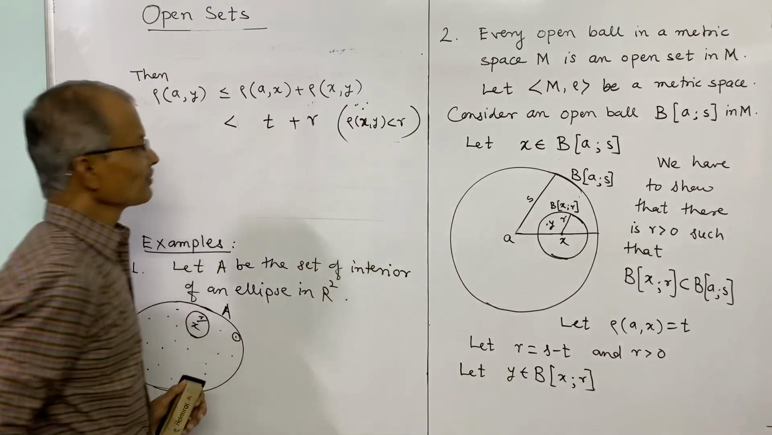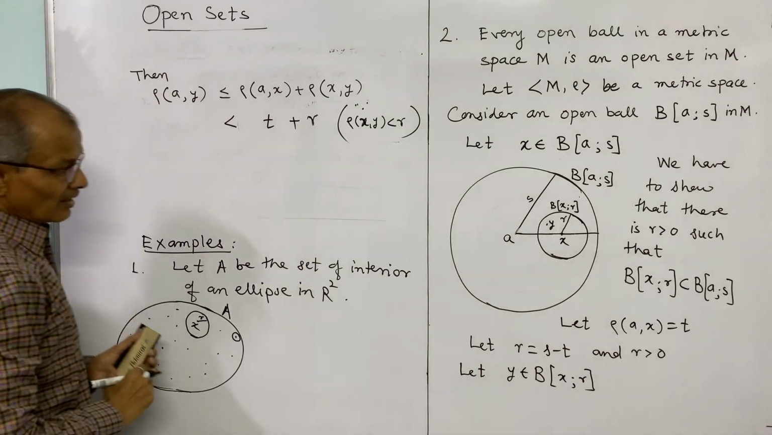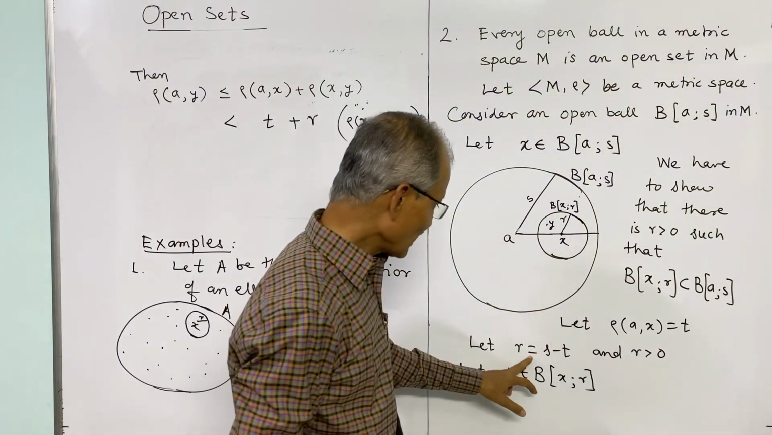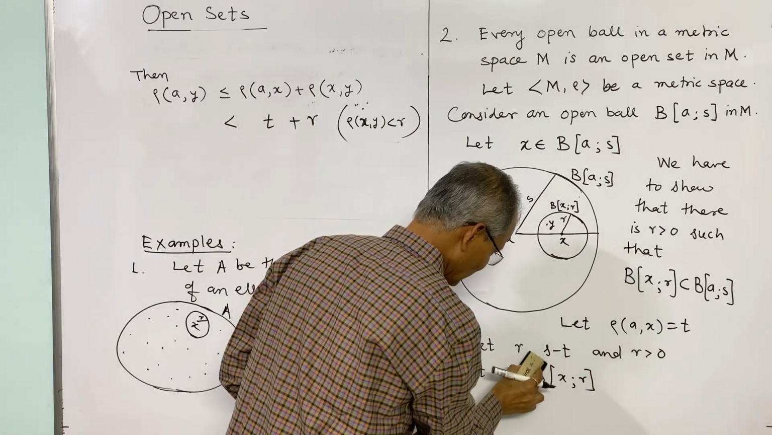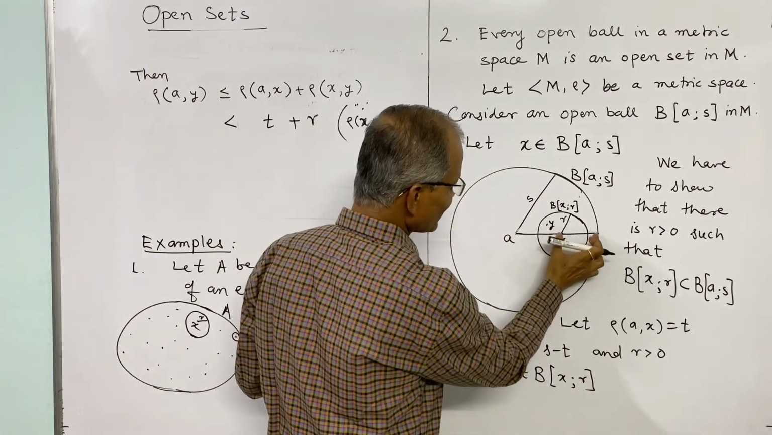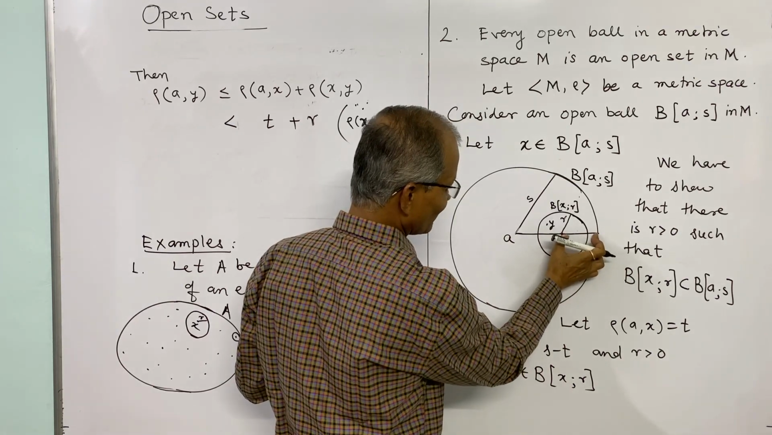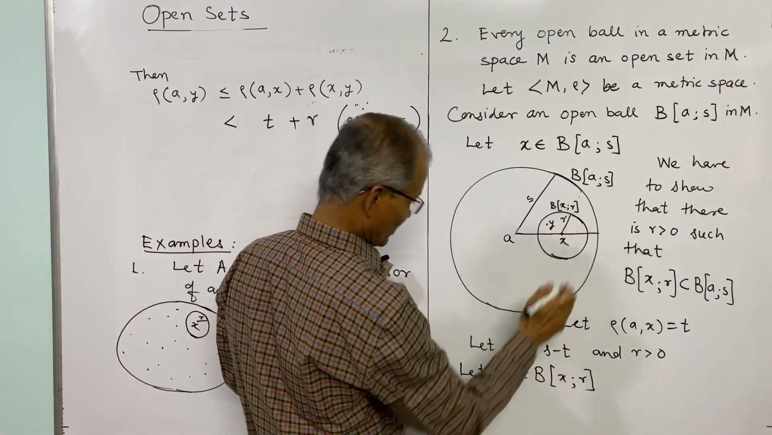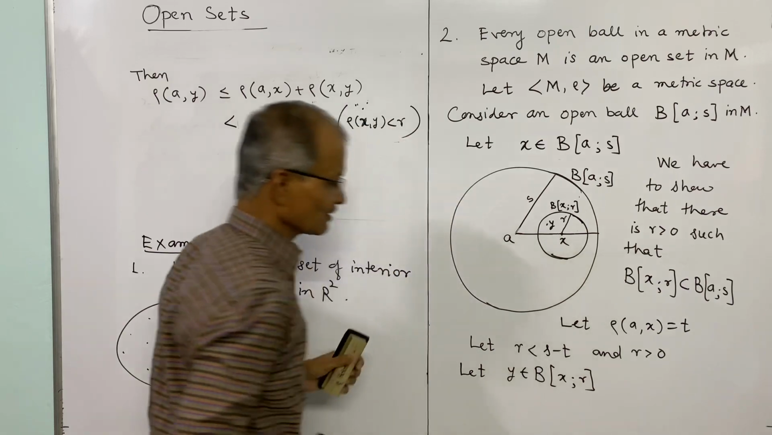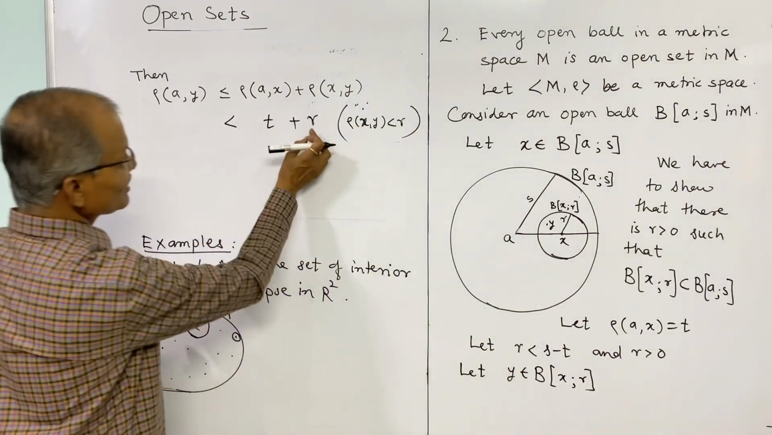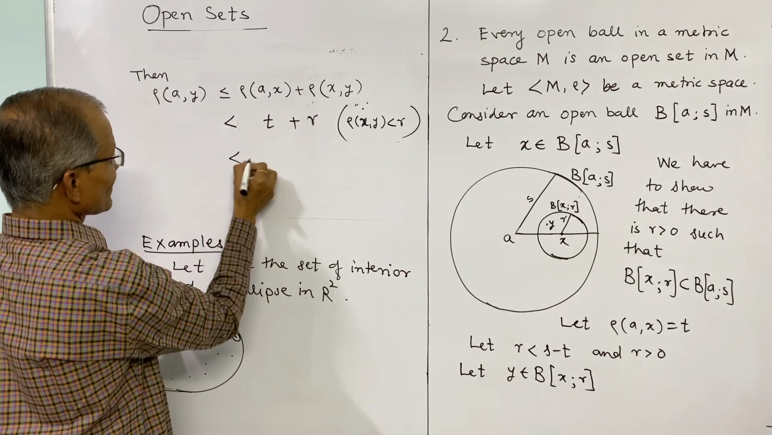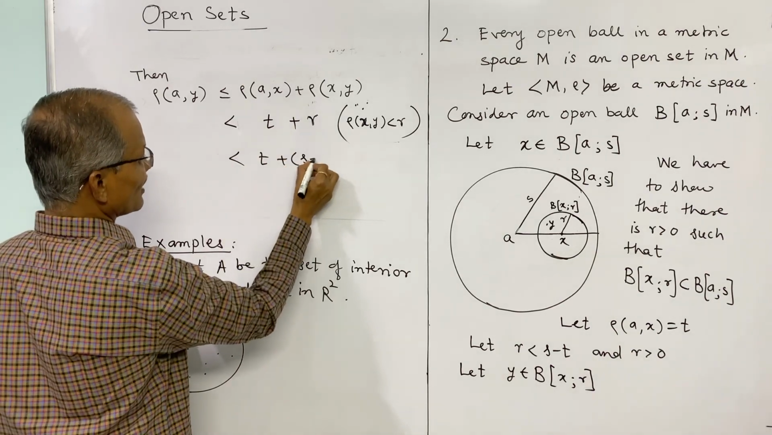This is the reason. And further, we should consider r less than s minus t. Not exactly: if r is exactly s minus t, then the radius will be up to the boundary. So we will consider, let r be less than s minus t. And if r is less than s minus t, then this will be less than t plus s minus t.